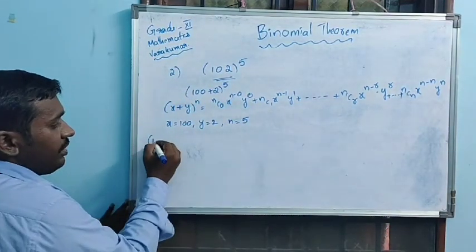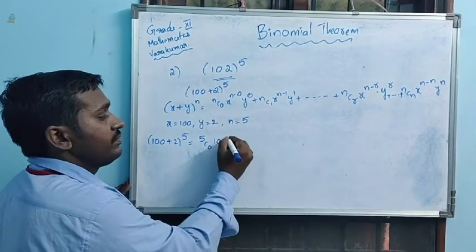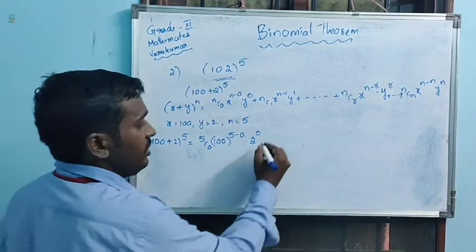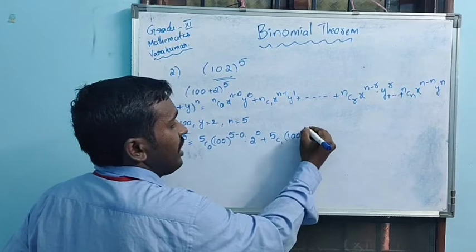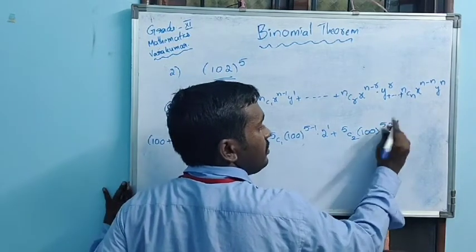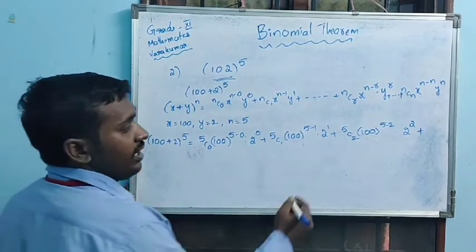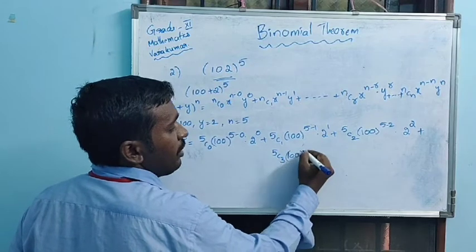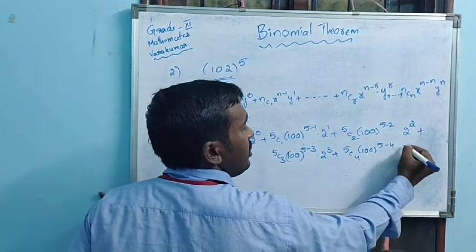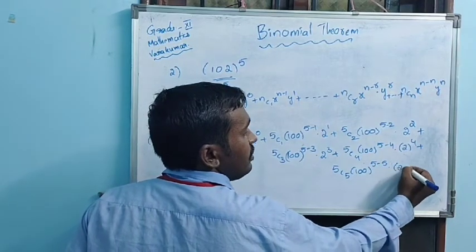Now, write 100 plus 2 whole power 5. 5C0, 100 power 5 minus 0 into 2 power 0. Next, 5C1, 100 power 5 minus 1 into 2 power 1. 5C2, 100 power 5 minus 2 into 2 power 2. Then 5C3, 100 power 5 minus 3 into 2 power 3. 5C4, 100 power 5 minus 4 into 2 power 4, plus 5C5, 100 power 5 minus 5 into 2 power 5.